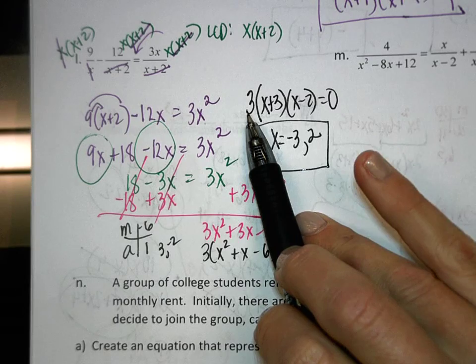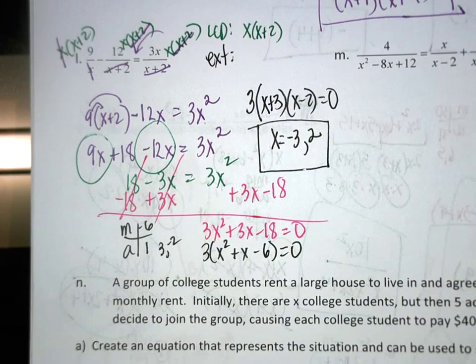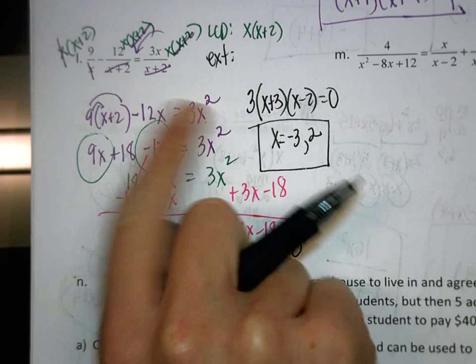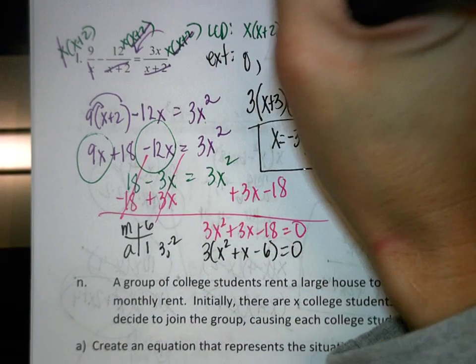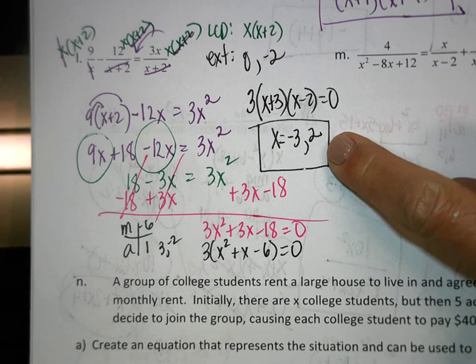Now, there's one thing I forgot to write at the top, and that was, what are my extraneous solutions? So what would make these denominators equal to 0? 0 and negative 2. Do any of those answers match the answers I have here? Nope, so I'm good. Both of those work. Yes?